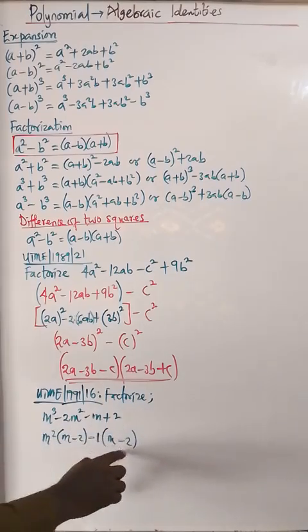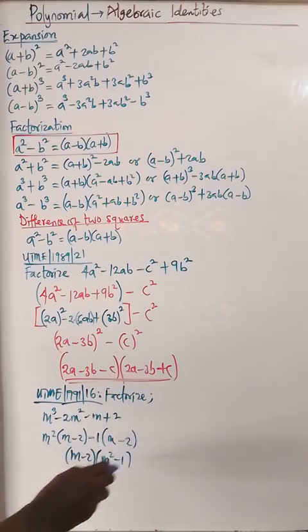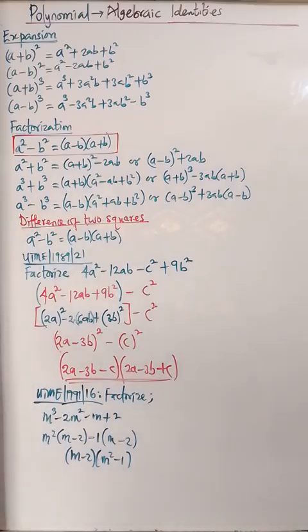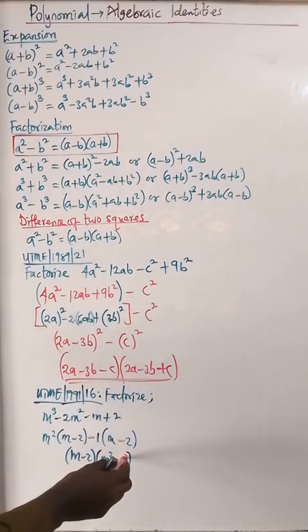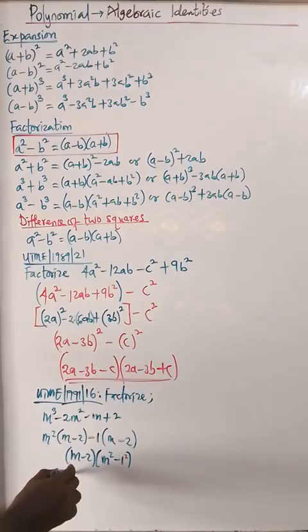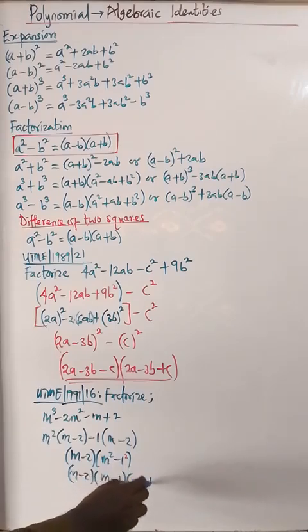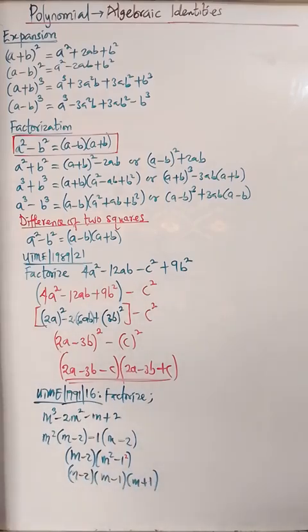And at the end, m minus 2 is common. We have m minus 2. Then what will be left here? M squared minus 1. Already most of them want to stop here, but recall 1 is the same thing as 1 squared. So this part is actually a difference of two squares. So this is m minus 2. For this one, we subtract, m minus 1, then we add, m plus 1. And that is the final answer.